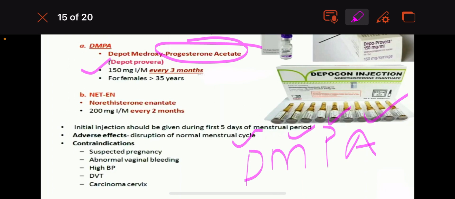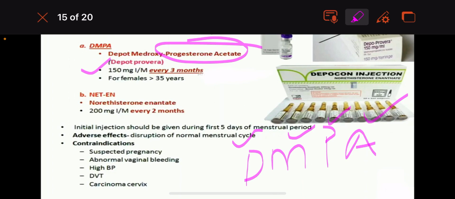DMPA is found to be safe, effective and acceptable as a contraceptive because minimum motivation, or no motivation at all, is required. Just one injection gives a contraceptive effect for 3 months. The major advantage is that it does not affect lactation.